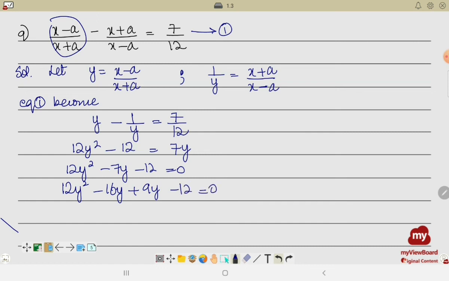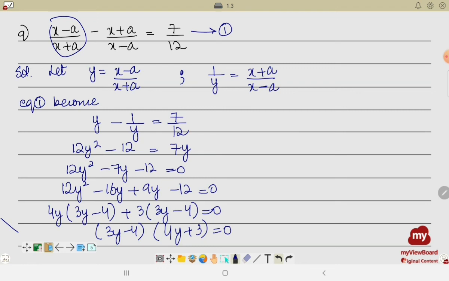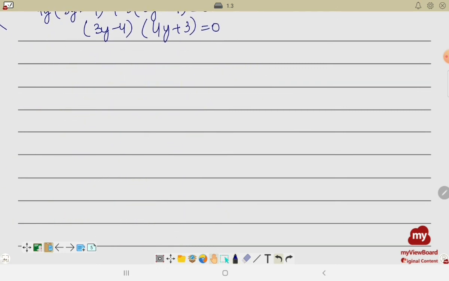So let's say 4y is the common factor. Here we are having 3 as the common factor. So 3y minus 4 and 4y plus 3 equals 0, right? So we'll equate both these factors one by one equal to 0. 3y minus 4 equals 0, or 4y plus 3 equals 0. Here we are having y equal to 4 by 3, and from here we have y equal to minus 3 by 4. Now what we are going to do, we'll resubstitute the values.